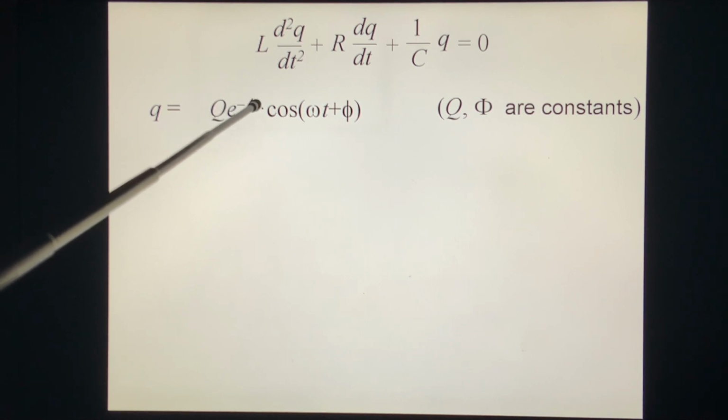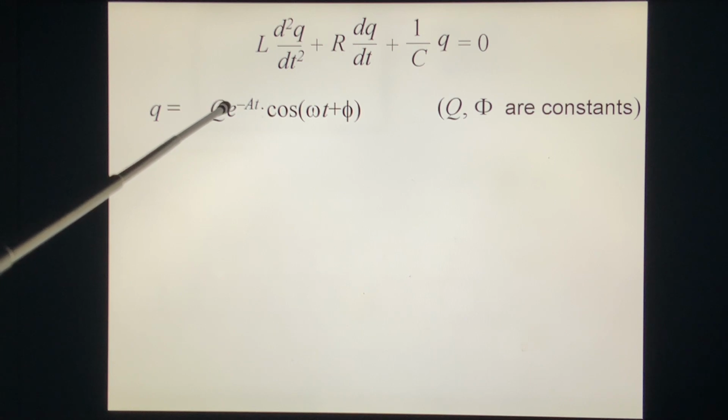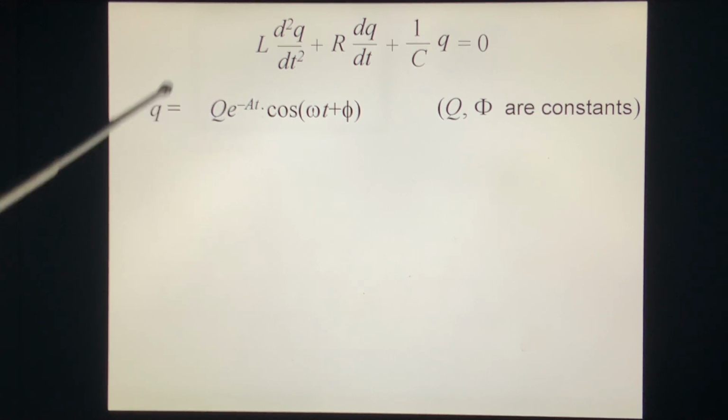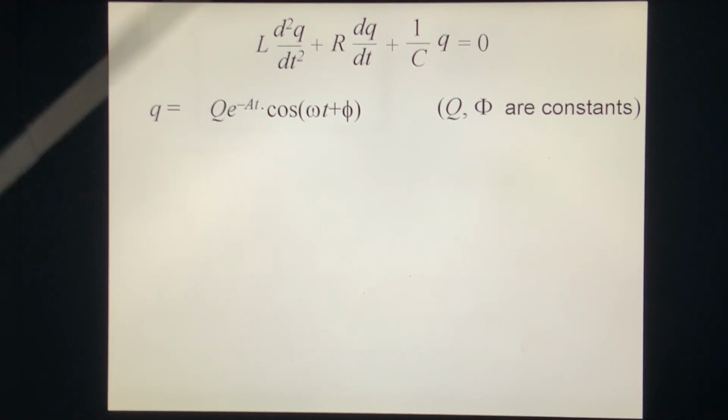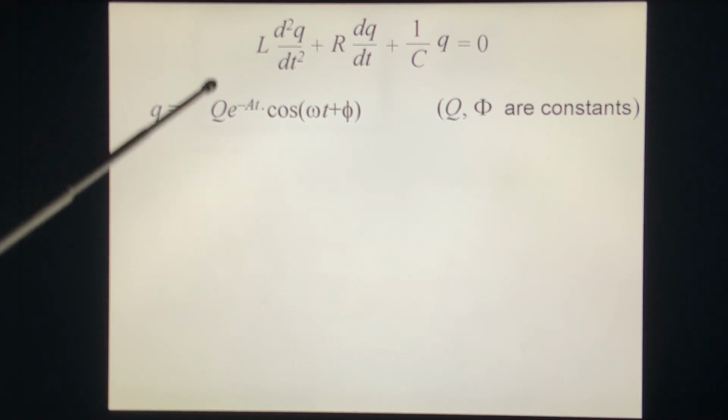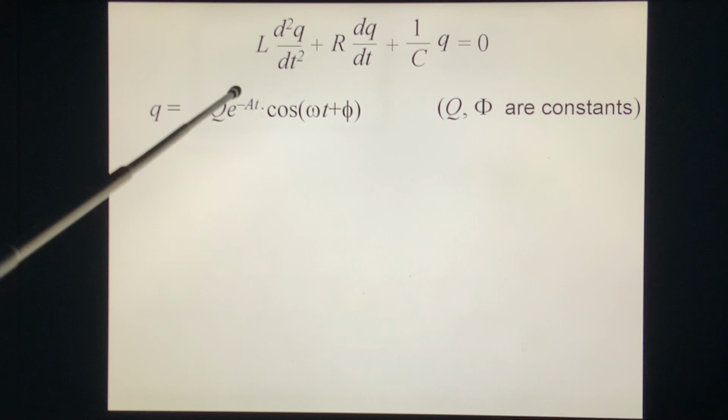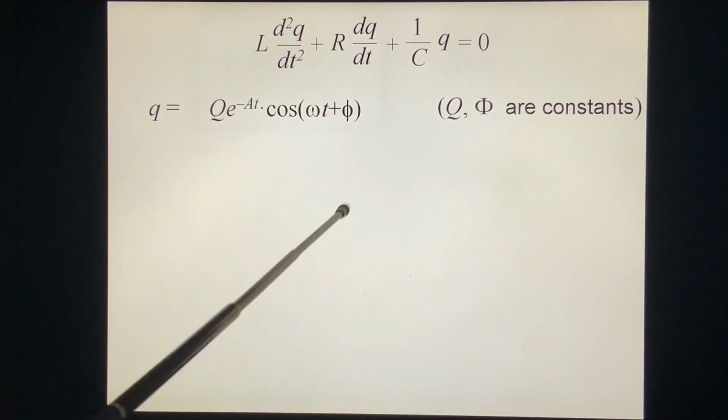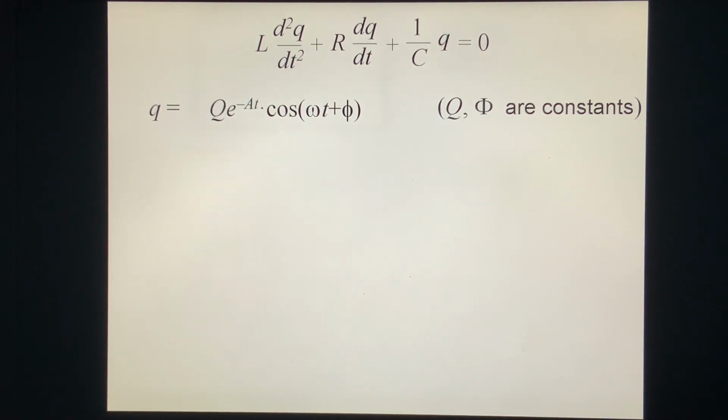When t goes into infinity, this is 0. As we expect, Q will be 0. This A, I don't know, I can find it out. So here we have Q = Q e^(-At) cosine(ωt + φ). Q and φ are two constants that depend on the initial condition. dQ/dt is I.